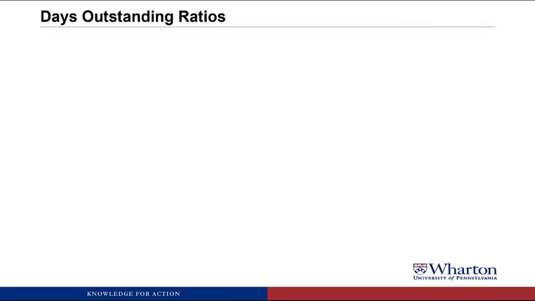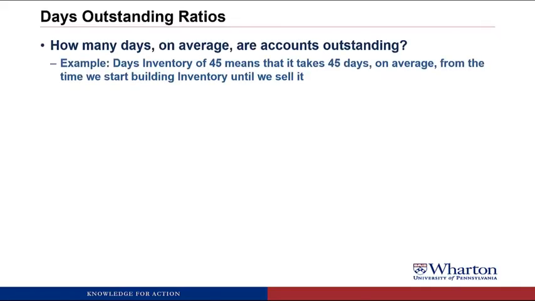So now we're going to look at the same ratios from a different perspective. We're going to turn them into what are called days outstanding ratios. These ratios will help answer the question, how many days on average are given accounts outstanding? For example, if you saw days inventory of 45, it means that it takes 45 days on average from the time we start building the inventory until we sell it.